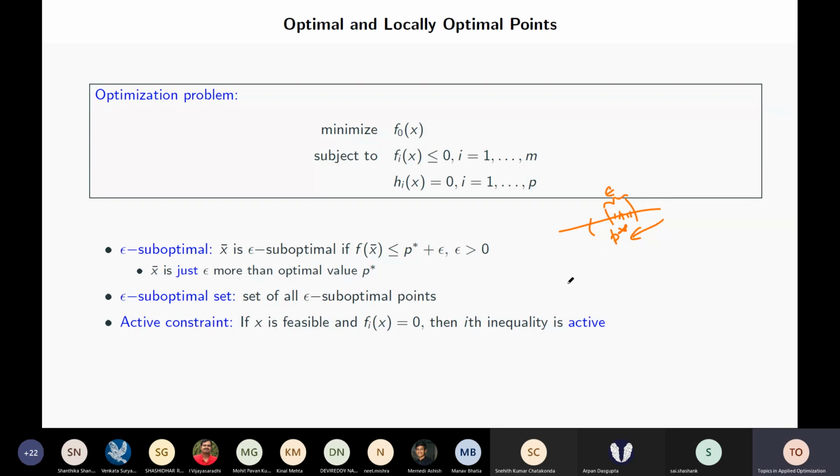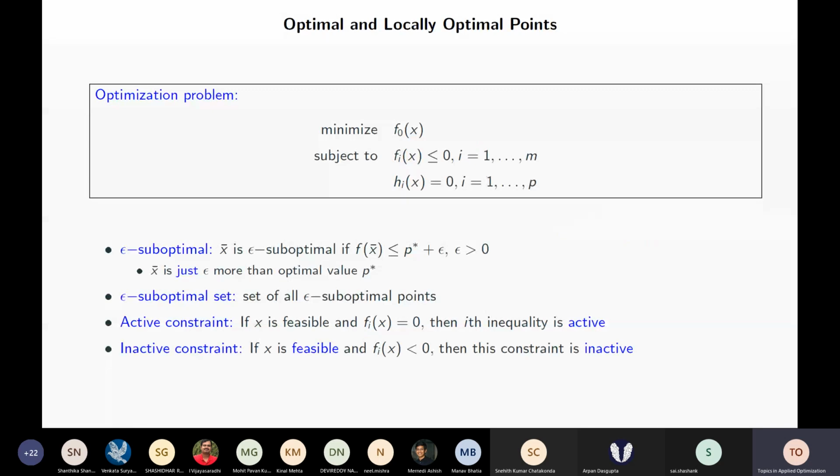Active constraints. So we have described active constraint. This is something we will come back to later on. For the moment, active constraint means that if x is feasible, and the ith inequality constraint becomes equality for some x, then we say that the ith constraint is active now, or the ith inequality is active. Okay, so then we call that constraint active.